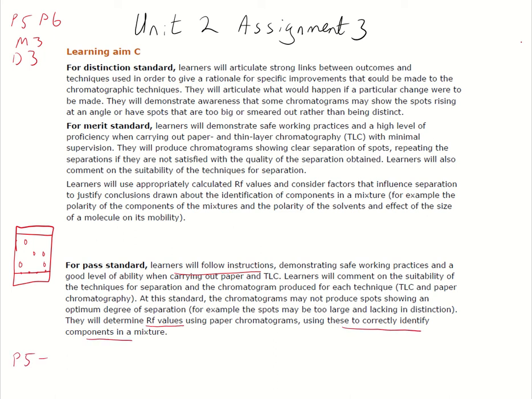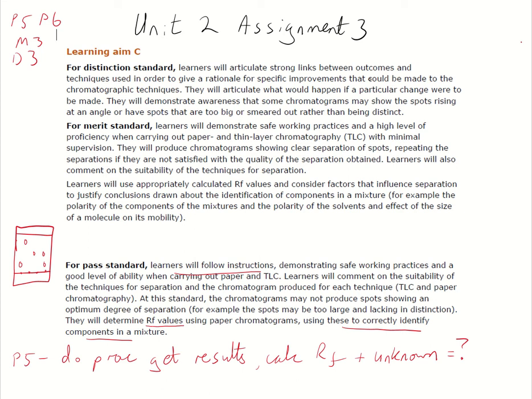So P5, do prac, get results, calculate RF, and state what's actually in your unknown.